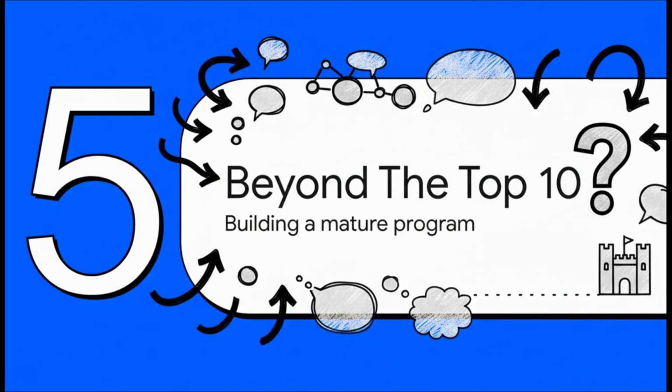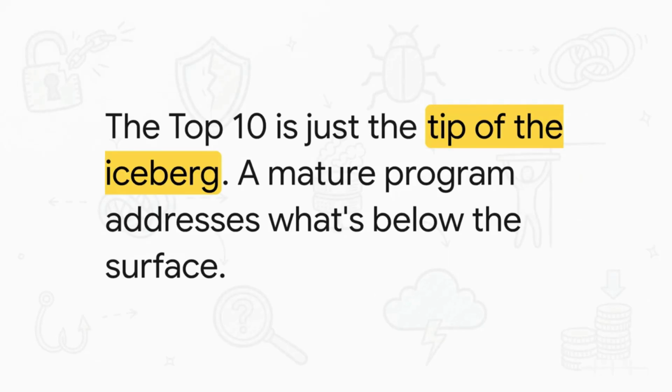So what comes next? Think of it like this. The top 10 shows you the 10 most obvious, most dangerous parts of the iceberg that are sticking out of the water. But a really mature security program, that's about dealing with the whole thing, all the massive structure and the processes hiding below the waterline that stop those big risks from ever surfacing in the first place.